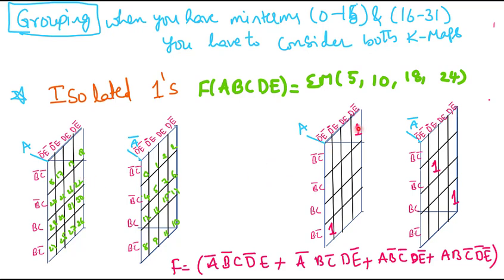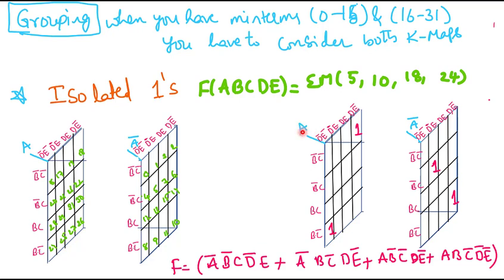If you look here, there is no parallel one at this place. Similarly, there is no parallel one at this place, this place, and this place. That means all these ones are isolated ones. There is no possibility for pair formation. So you have to write a minterm expression for each block.